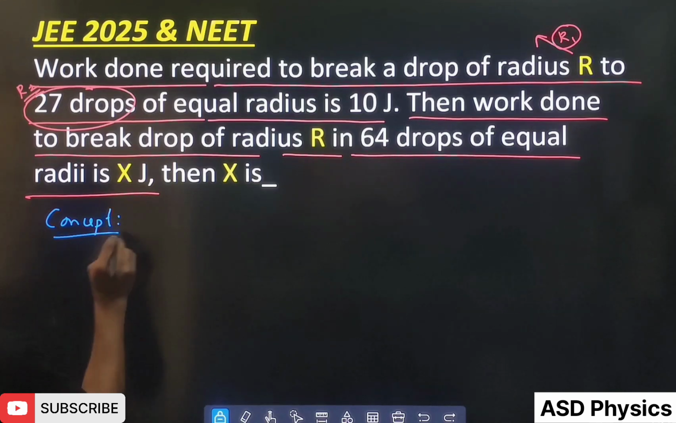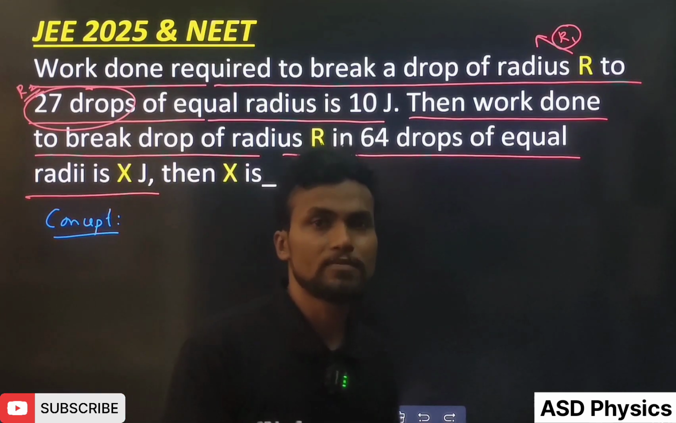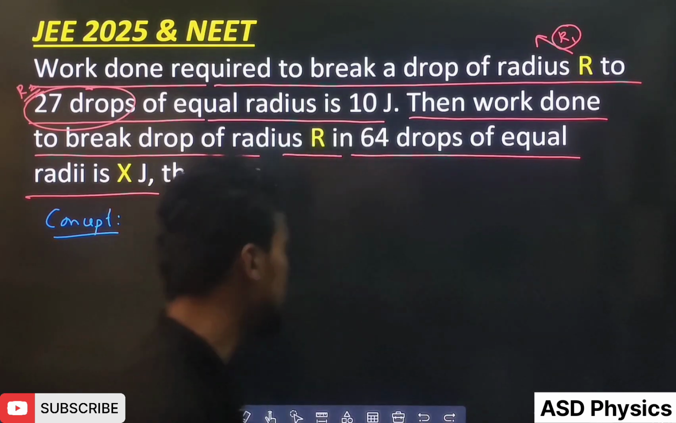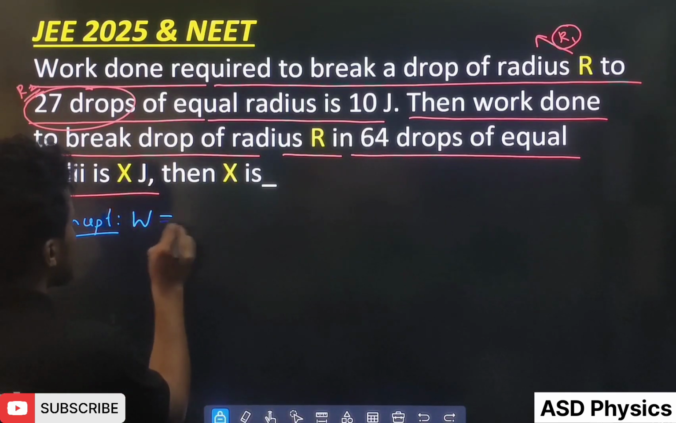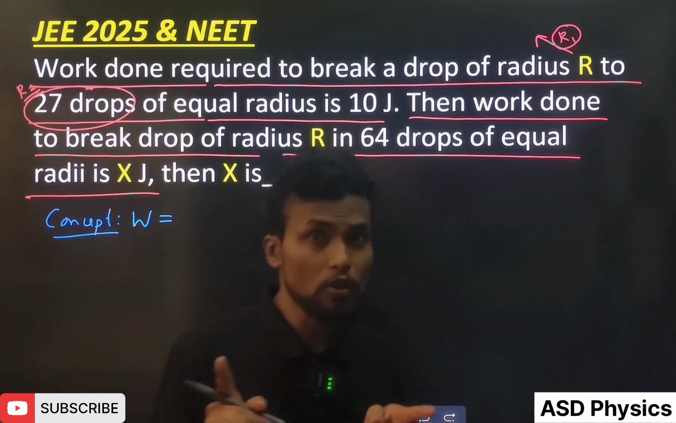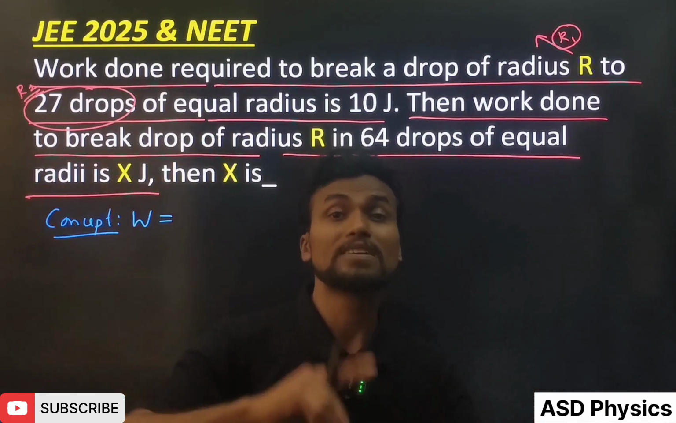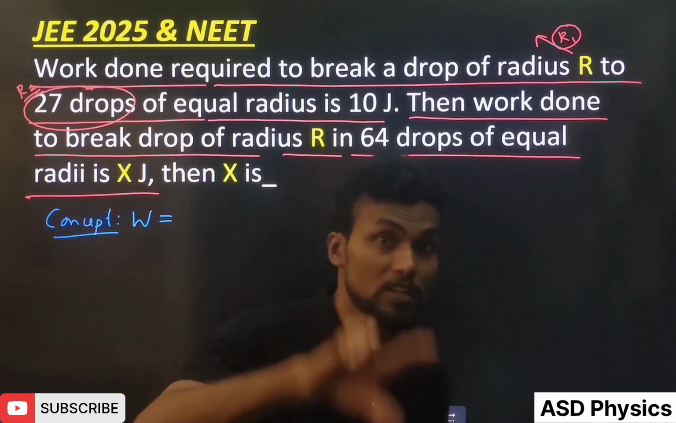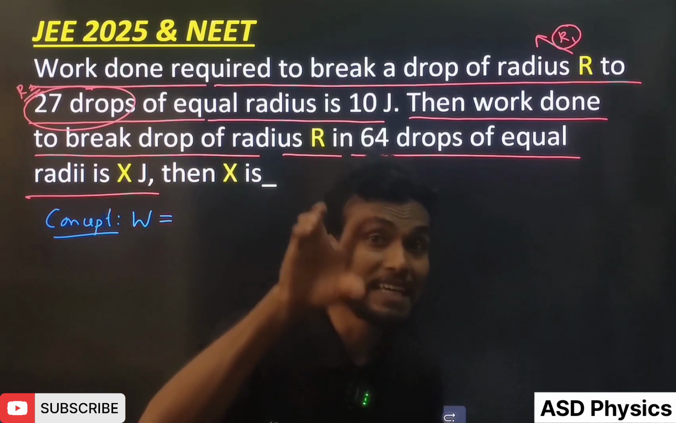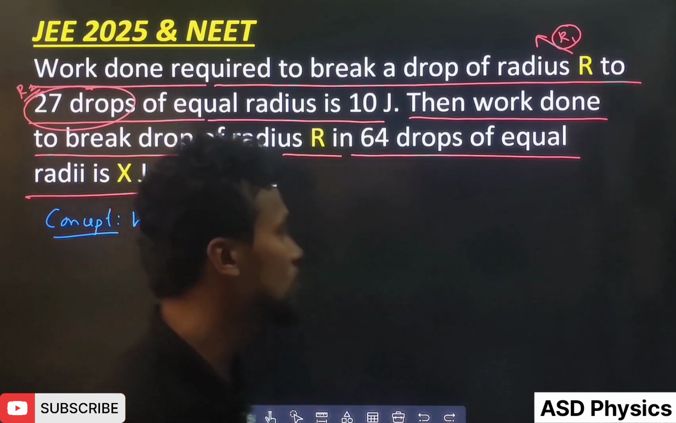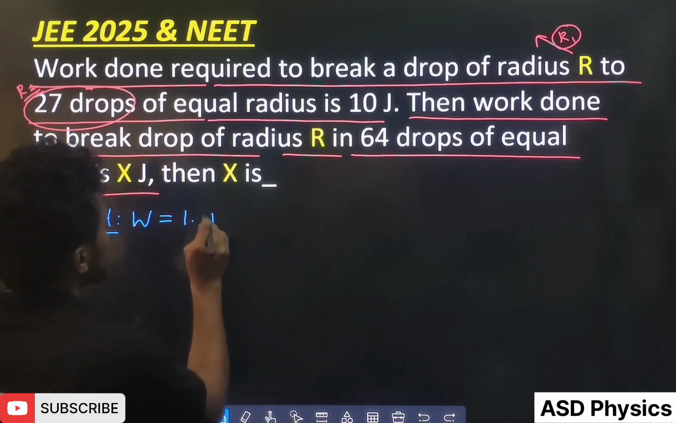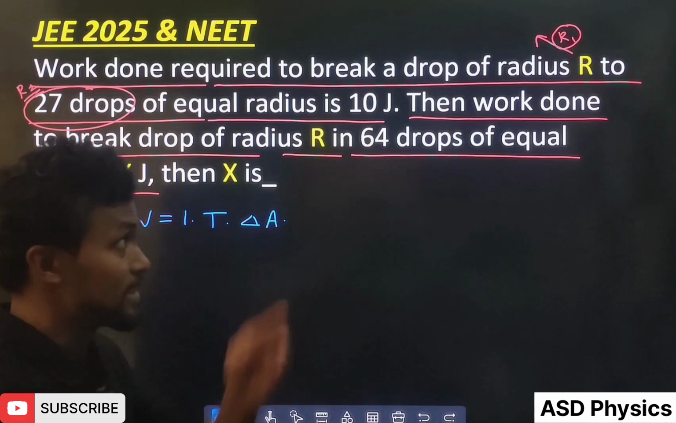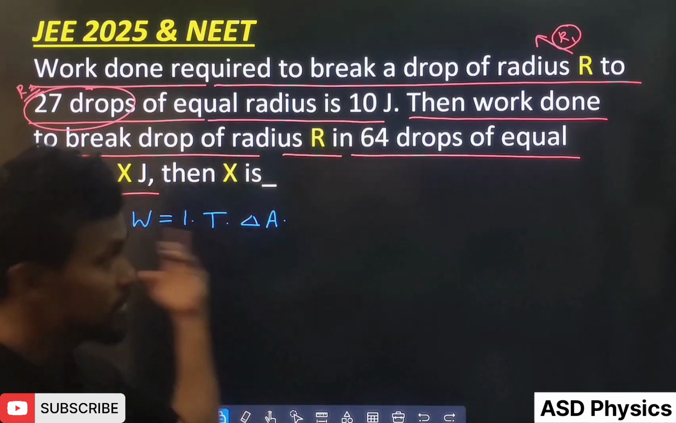Whenever the drop breaks, surface area will increase. In that situation, work has to be done. And that work is given by W equal to, if a liquid drop is there, one surface area outward. But if a soap solution is there, how many surfaces? Two: one outward and one innerward, because inside the soap bubble also there is air. But here the question is about a liquid drop, so only one surface, 1 into T into change in area. Again I am telling, liquid drop means 1, soap solution means 2.